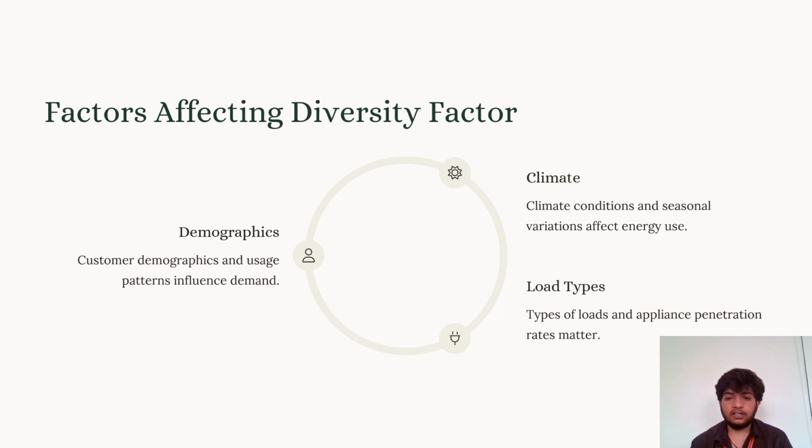And now the factors affecting the diversity factor. If we see that pie chart, they define climate, load types, and demographics. Climatic conditions and seasonal variations affect the energy use. For example, in the rainy season, the energy usage may change. The next one is load types: types of loads and appliance penetration rates matter. And the next one is demographics: customer demographics and usage patterns influence demand.